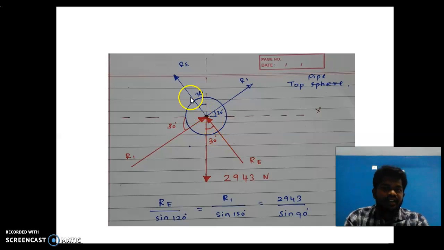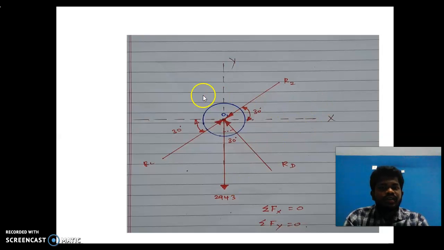Based on the principle of transmissibility, force is a sliding vector, so we can shift the vector without changing its direction and magnitude. So shift RE to here, and in the same way shift R1 to point O. Then we use Lami's theorem to find the reactions R1 and RE. We know the weight force. This is Lami's theorem; we equate any two terms and find RE and R1.